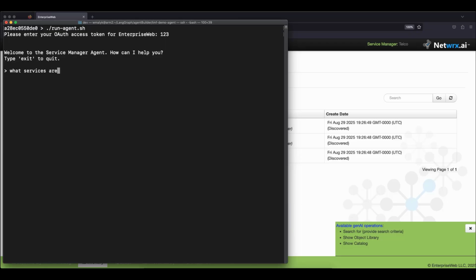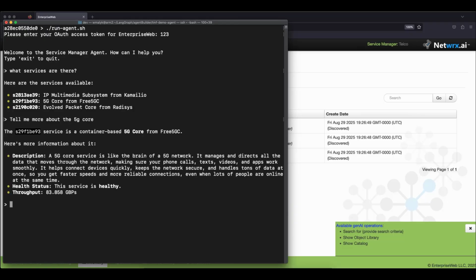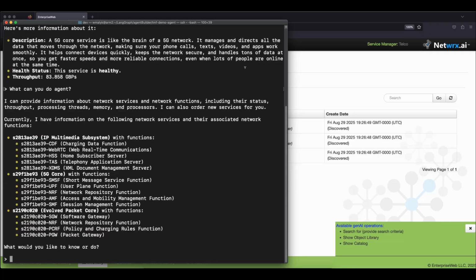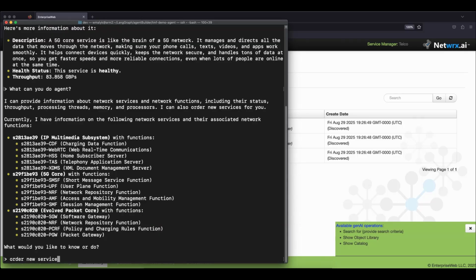We can start querying the inventory itself. What services are there? We can go into a little bit more depth if we want on any one of them. Tell me more about the 5G core. And this goes a lot further than just a query interface. This goes from taking what would be chatbot capabilities and extending them out with orchestration capabilities so we can actually perform commands. Now let's go ahead and order a service.